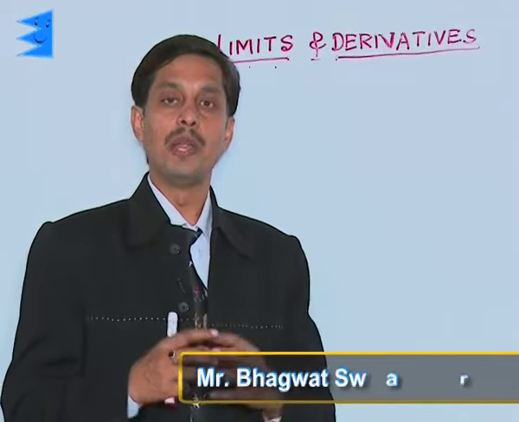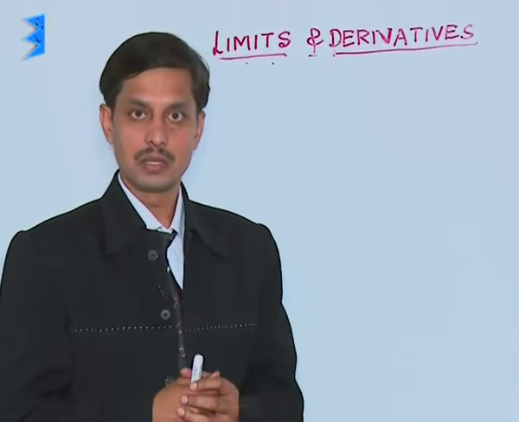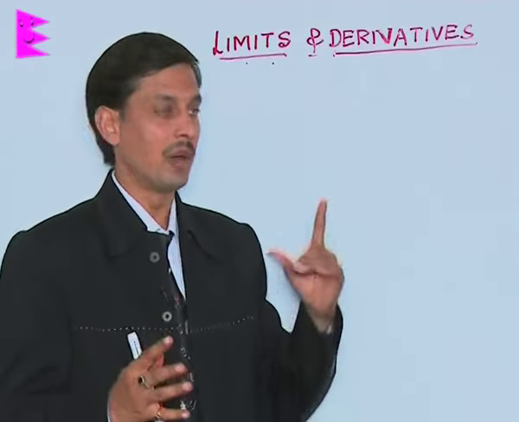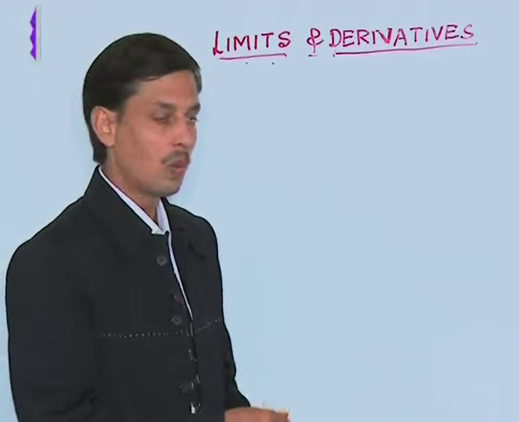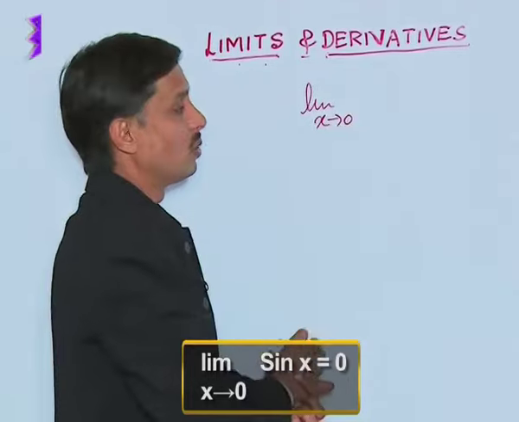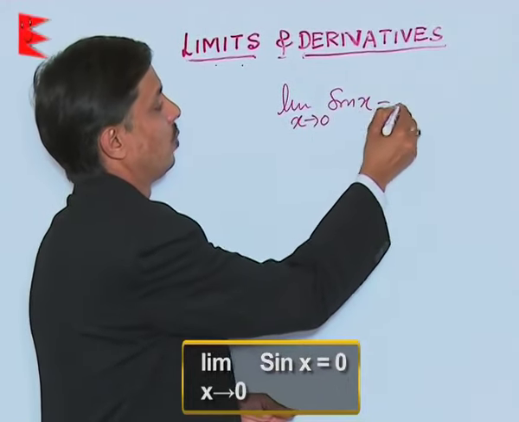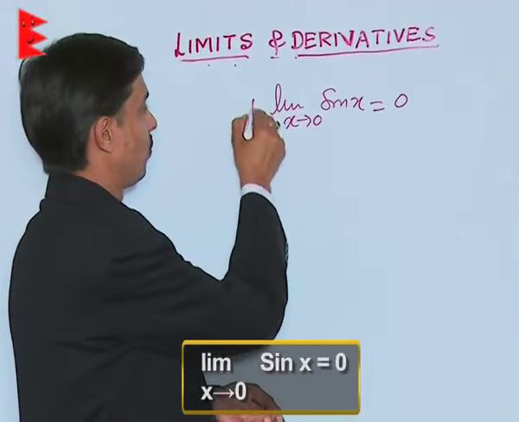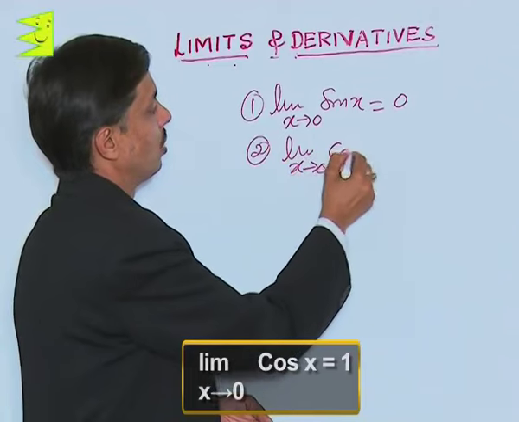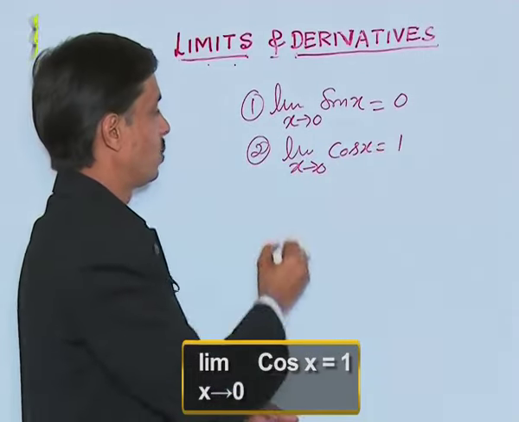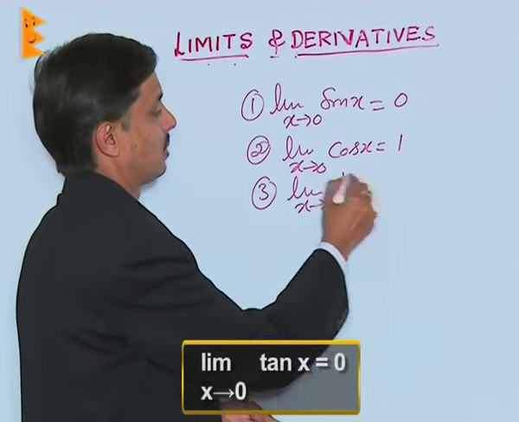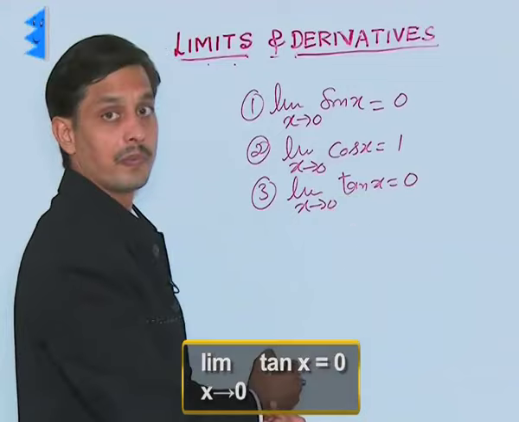Now I would like to explain the trigonometric limits. In order to solve problems of trigonometric limits, we must remember these results. So, what are these results? First, the limit as x tends to 0 of sin x is 0. Second, the limit as x tends to 0 of cos x is 1. The limit as x tends to 0 of tan x is 0.